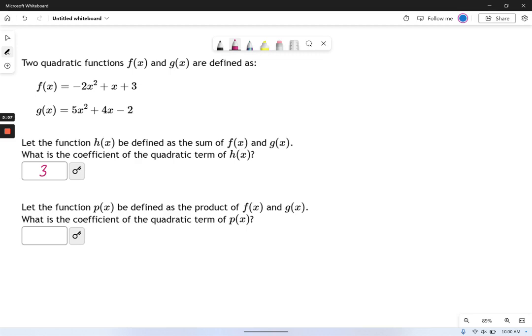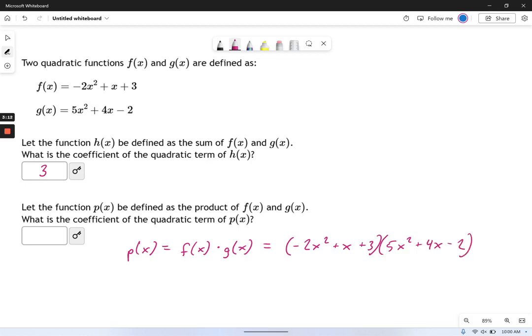And that's going to come in real handy in this next one, because here it says that p of x equals the product of f of x and g of x. Okay, we're going to multiply these things together, which means if we do some substitution, it gives us this: -2x squared plus x plus 3 times 5x squared plus 4x minus 2.